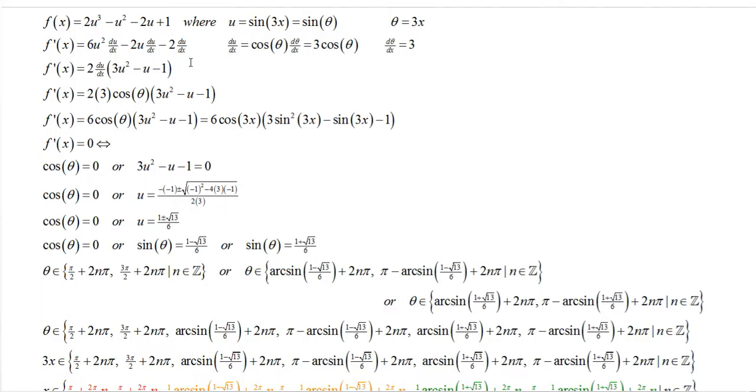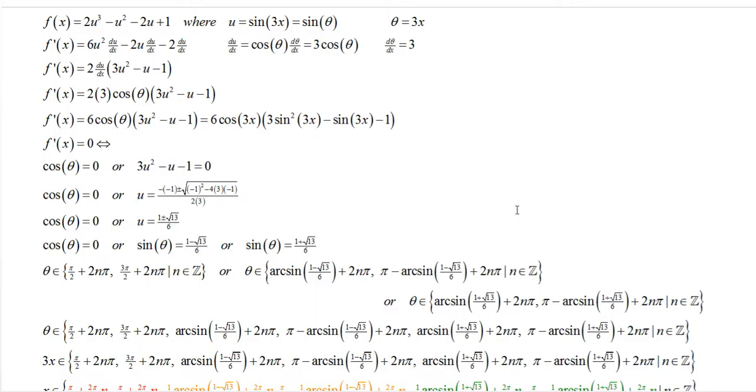So notice these all have a du over dx, which I factored out front, and then I wrote that as 3 times cosine of theta. Of course, 2 times 3 is 6. So we got a 6 cosine theta out front. And inside we've got 3u squared minus u minus 1. Now, again, I can plug back in what u is. There it is. So substituting in u equals sine of 3x.